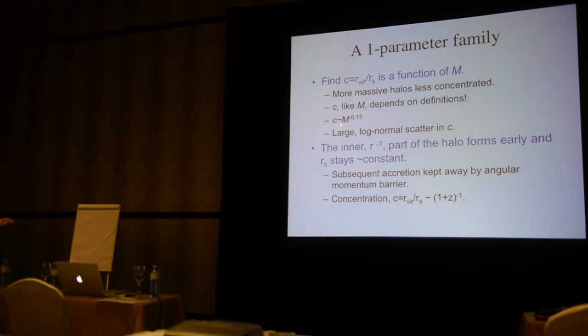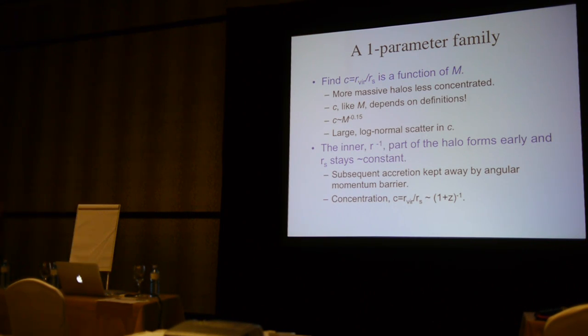The concentration is a very weak function of mass, scaling roughly as mass to the minus 0.15. It's not exactly a perfect power law, there's breaks and so on. And there's a very large log-normal scatter in C. So halo by halo, the concentrations go all over the place. But if you average over thousands, you get a nice simple relation.